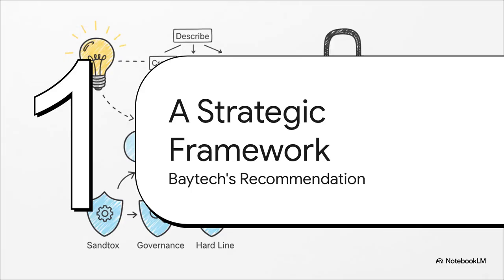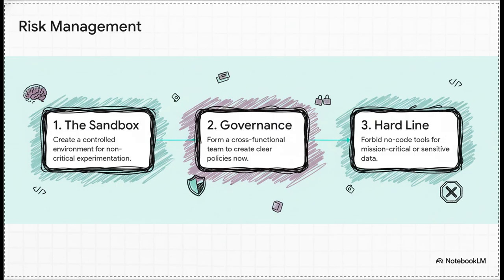So, given the incredible promise and the very real peril, what should your organization actually do about this powerful new tool? Well, let's lay out a clear, actionable playbook for navigating this new world. Here's our recommended three-part framework. Number 1, don't ban these tools. That just drives them underground. Instead, create a formal sandbox for controlled, safe experimentation.